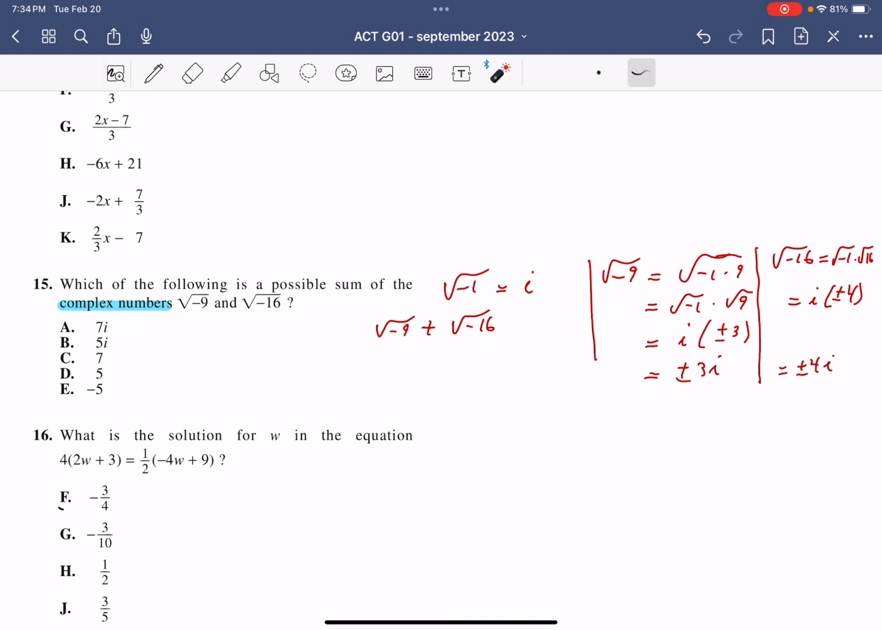So let's just start with the positive version of both, add those together, and see if that's one of our answer choices. So we'll do 3i plus 4i, and that gives us 7i. And looking at the answer choices, that is an answer choice, so we're already done. So our answer for this one is going to be A.